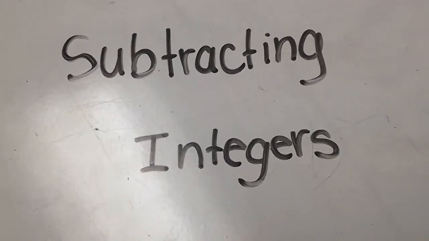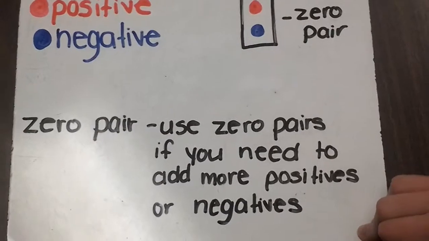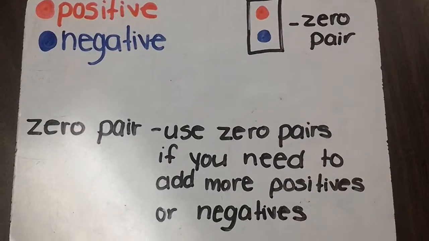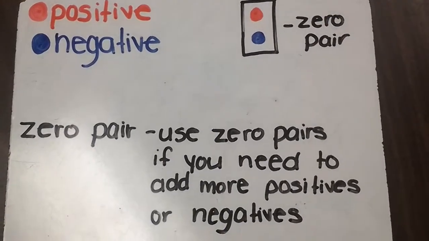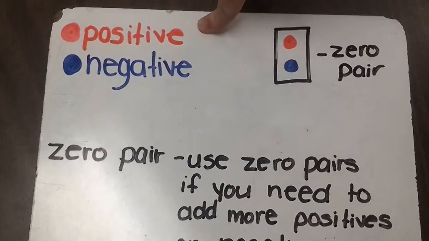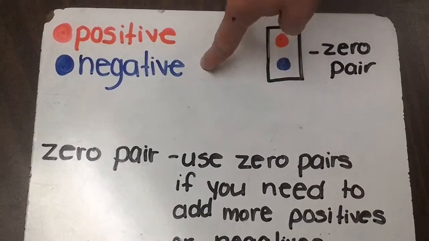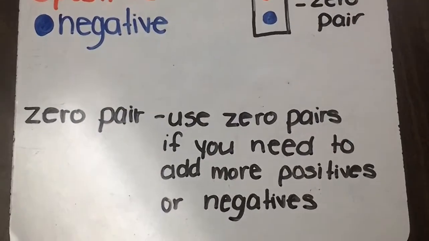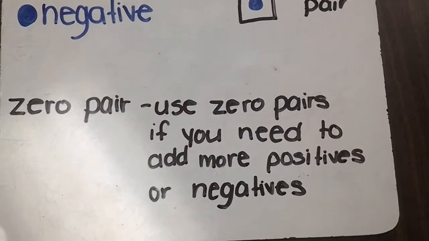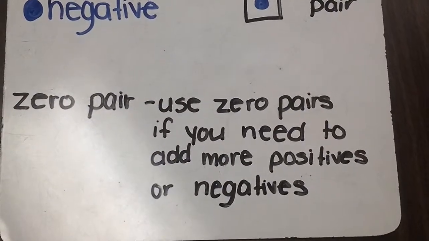I will be teaching you how to subtract integers today. Here are the basic facts that you need to know about subtracting integers. Red is for positive counters and blue is for negative. This is a zero pair. You use a zero pair if you need to add more positives or negatives.